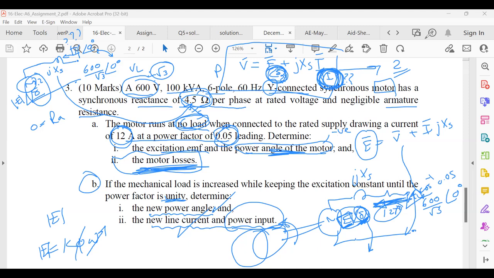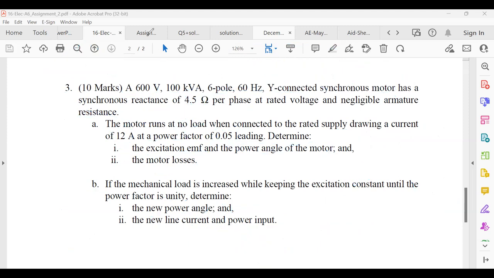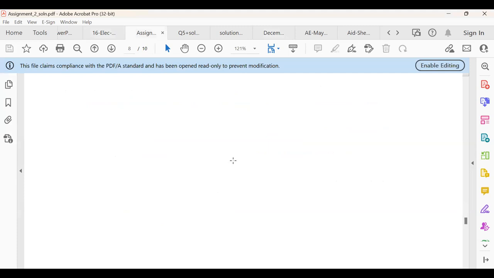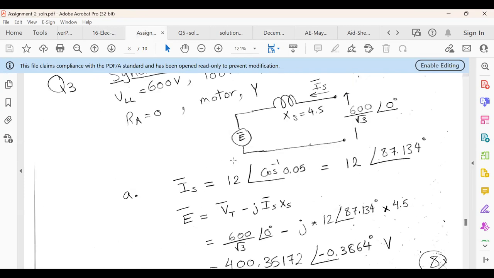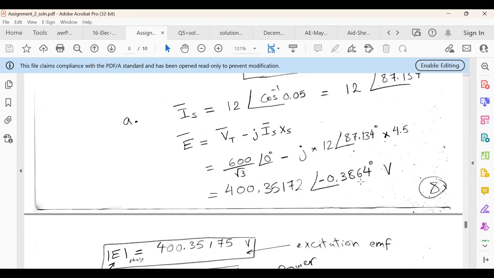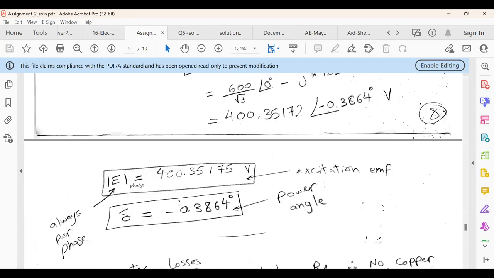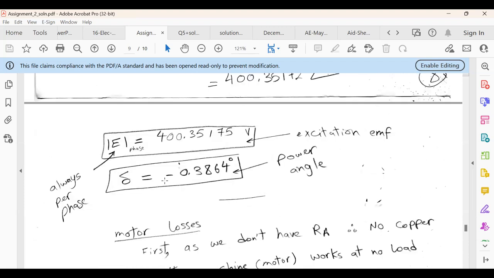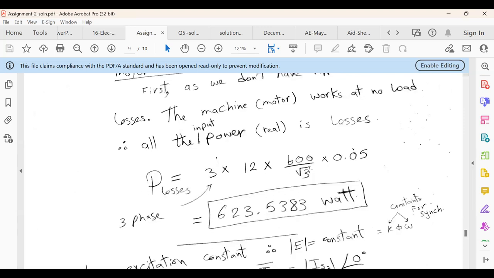So let me quickly show you the answer and end our session. This is the first part. You have the power factor positive here, leading. Get the E, this is your E, and this is the delta. Can you see it's negative? Excitation EMF and the power angle. Then the power losses is all the power, right?